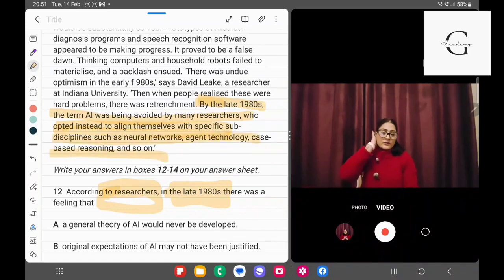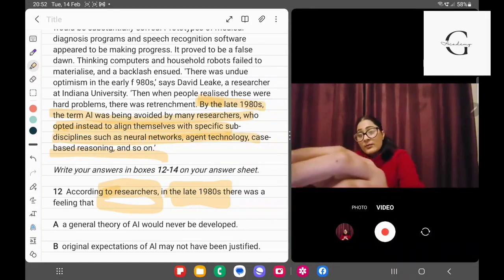Yeah. So by the late 1980s, the term AI was being avoided by many researchers who opted instead to align themselves with specific subdisciplines such as neural network. So basically, in simple language, they were avoiding AI and they moved to some other technology. Yeah. So now match the options.